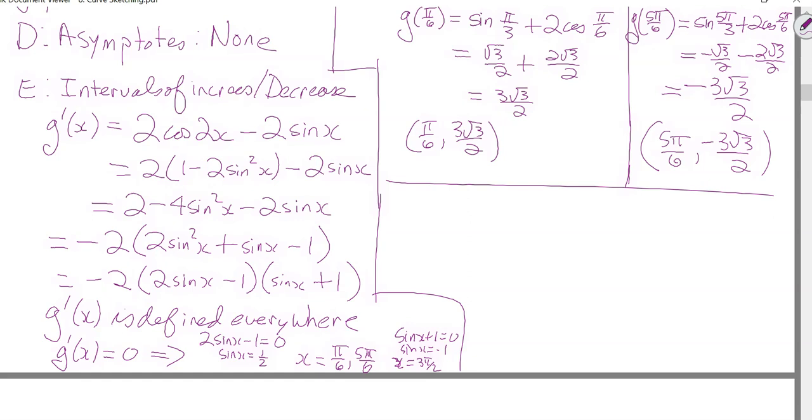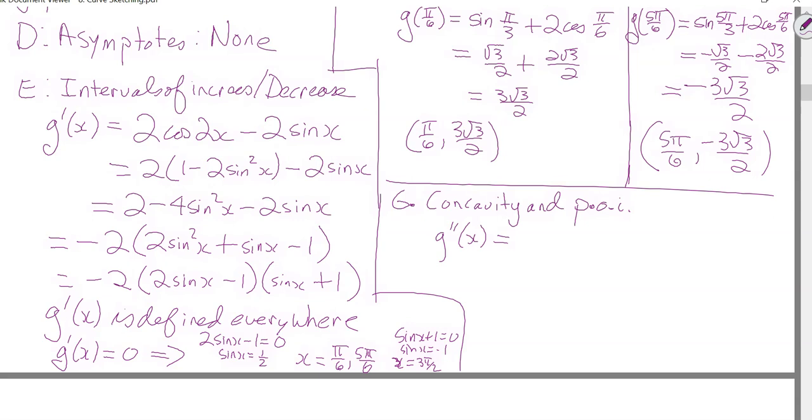G, concavity and POI. You notice how intervals of increase and decrease and max and min are separate, but concavity and point of inflection, which should really be separate, are together. I didn't make it up. I think it's inconsistent. Okay, second derivative. Handily, the first derivative's here. Also, if you flip back a few pages in your notes, you probably have the second.